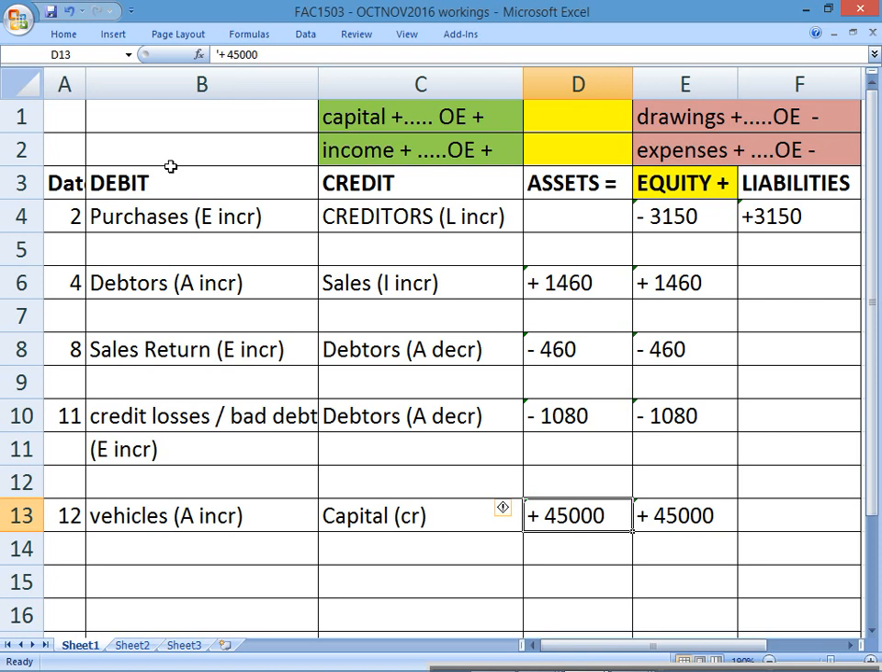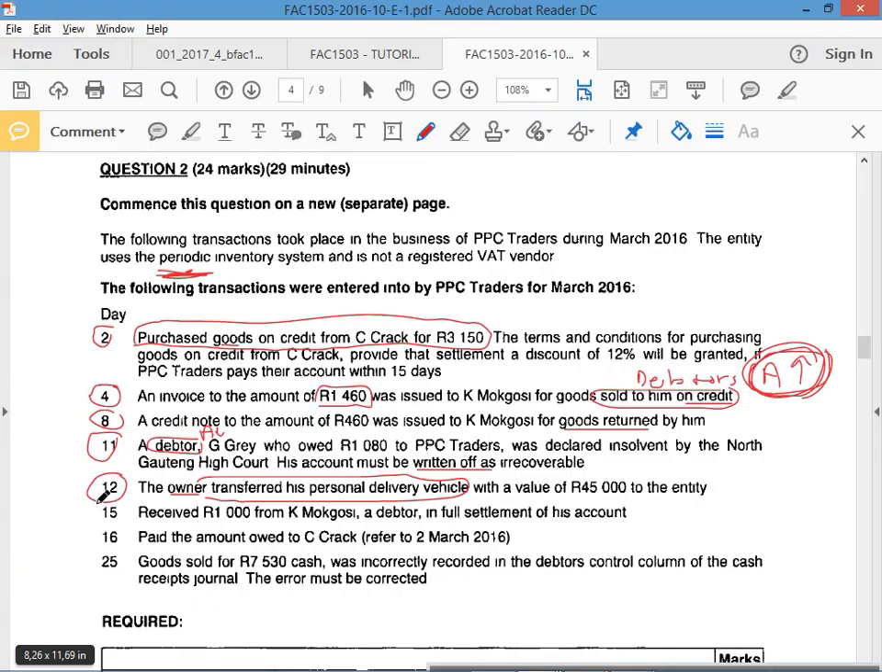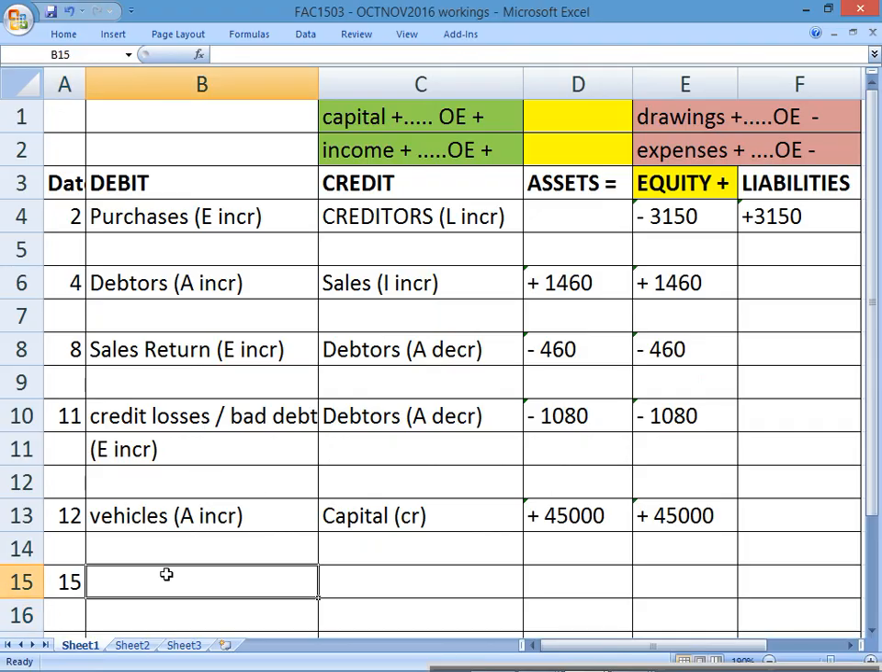Makes sense? Everyone with me? Can we move on? Okay, next one. 15. Let's have a look. Received 1,000 from K, a debtor, in full settlement of his account. If you're receiving 1,000, is that good or bad? That's good. What's going to happen to your bank account? It's going to go up. Bank is what type of account? An asset. Where do assets increase? On the debit side. You've got half of it.